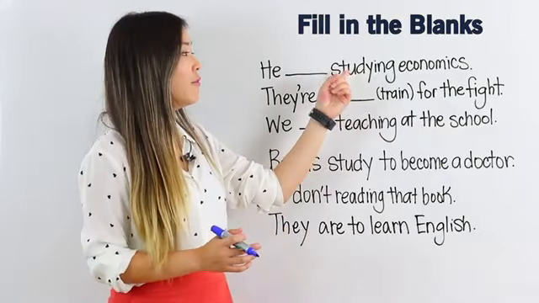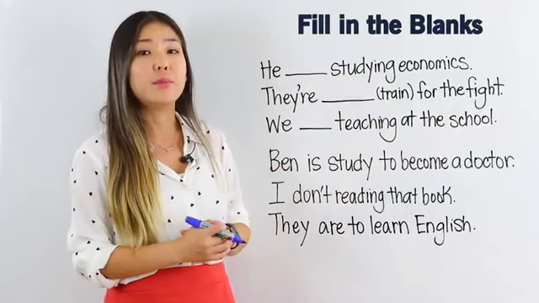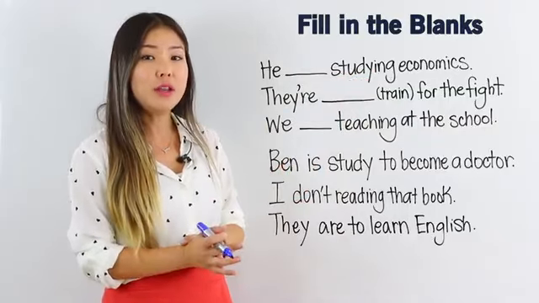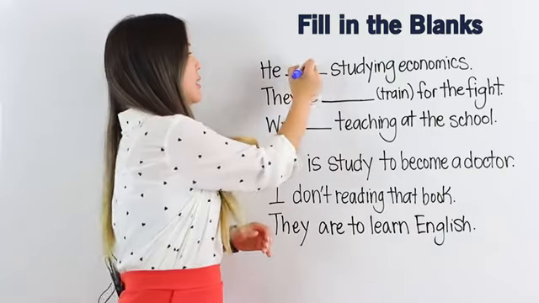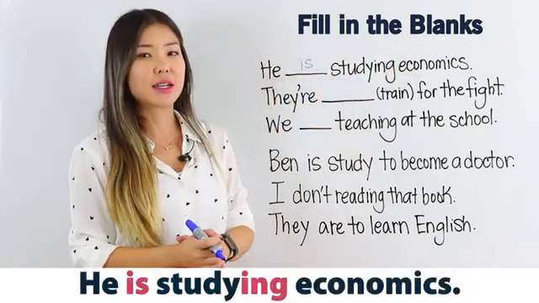Here, we already have the verb ing, studying. So, what are we missing? The be verb. The correct be verb for the subject he is. So, he is studying economics.